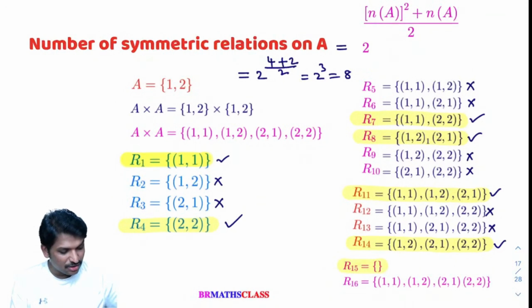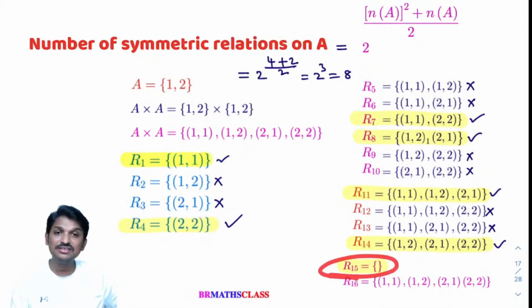See, this is the benefit of doing it like this. The total number of symmetric relations is 8. I am trying to find what those 8 symmetric relations are for this example. Here the important point is R15, the empty relation. This is the relation. It is a subset of A cross A. This relation is a symmetric relation. Note this point: the empty relation is a symmetric relation.